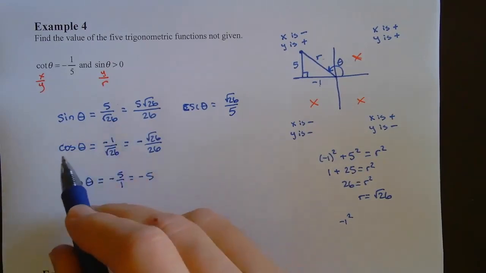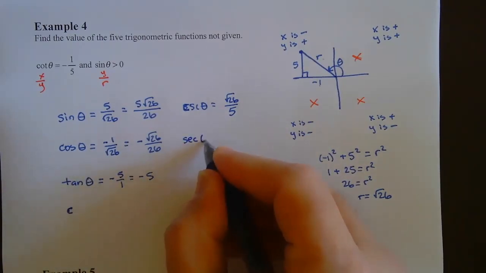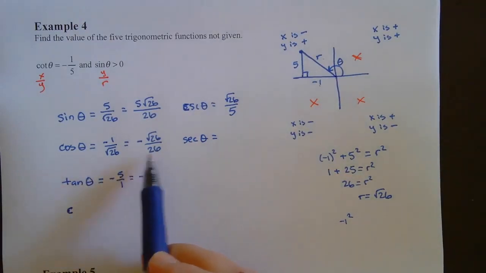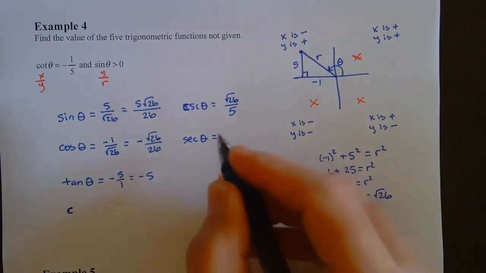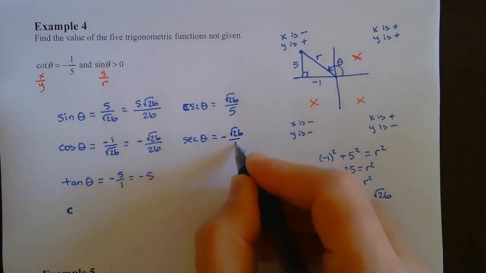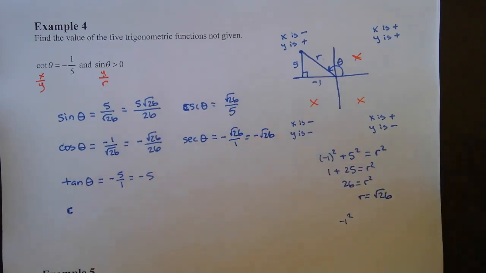All right? And the reciprocal of cosine is secant. So secant of angle theta. All right? And which one would be better to flip? Well, it'd be this one, right? So this is just going to be negative square root of 26 over 1, which would be just negative square root of 26, okay? And what we did is we found the other 5 trig functions, okay?